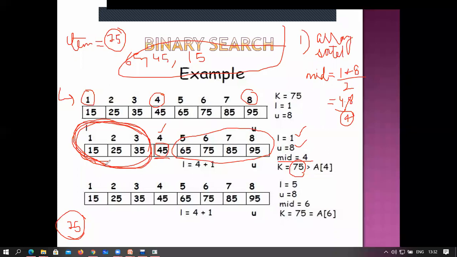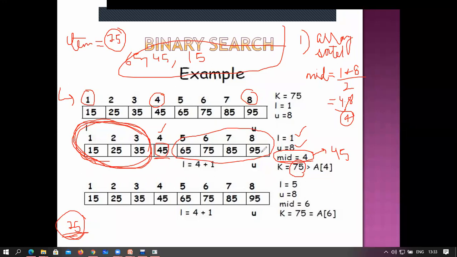Okay. What I'm saying is, I want to search for 75. I will compare my 75 with the middle element. You first found the location of the middle element, that is 4. What is the element stored at this location? That is 45. Now compare your element with 45. First we will check whether your element is equal to 45. No, it is not equal. Then you will check, is it greater than or lesser than 45? My element 75 is greater than 45.